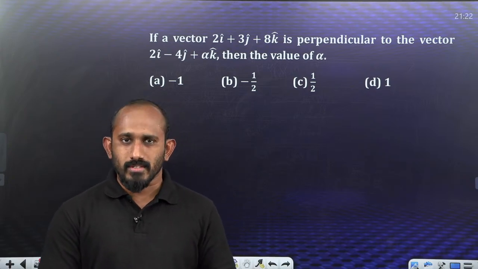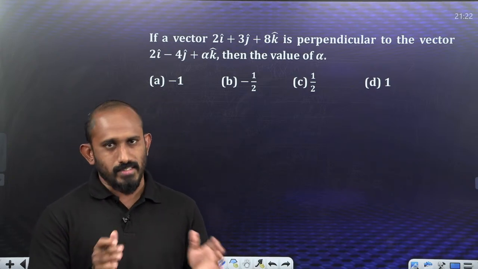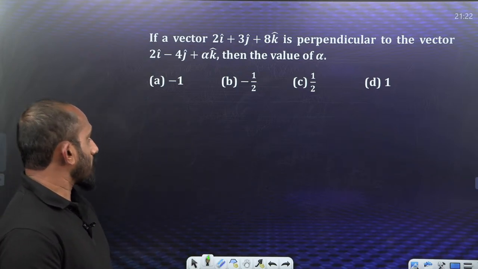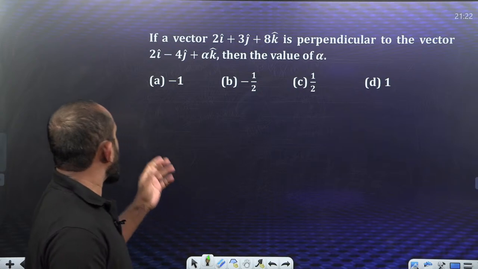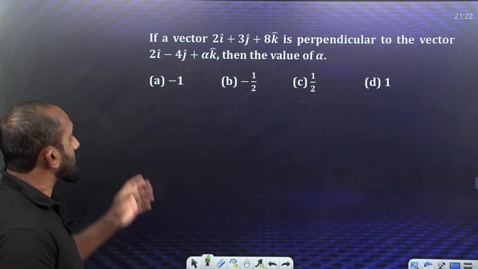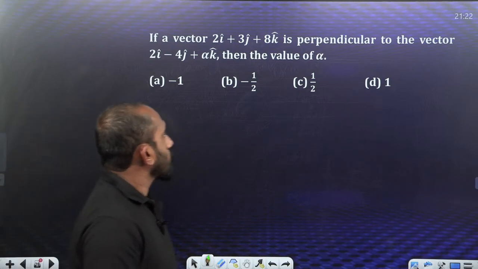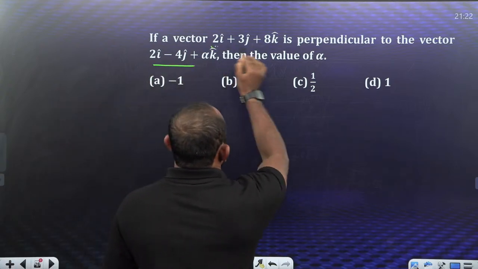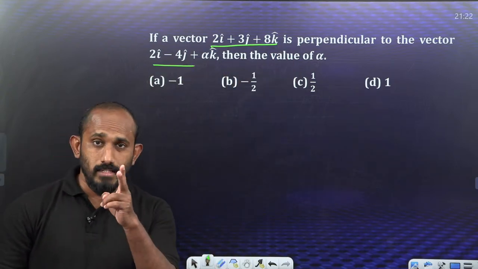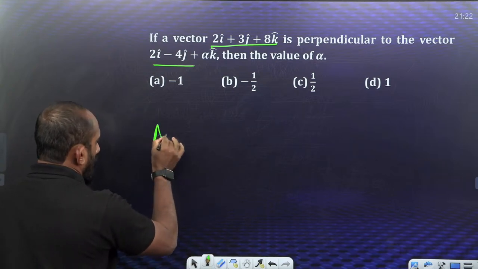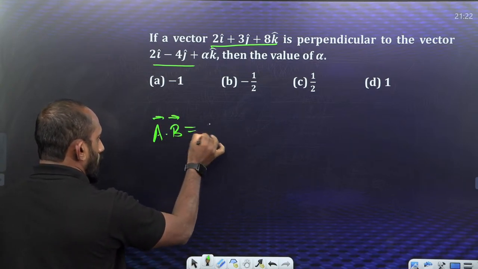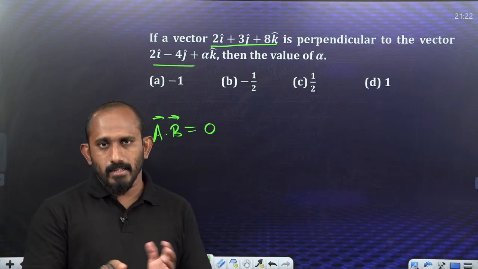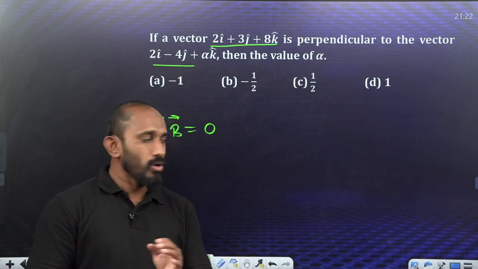Vectors is the topic we are going to discuss, one of the important areas of this physics chapter. If the vector 2i plus 3j plus 8k is perpendicular to the vector 2i minus 4j plus alpha k, then we have to find the value of alpha. Since both are perpendicular, we know that a dot b equals 0, because a dot b is ab cos theta, theta is 90 degrees, cos 90 is 0, so a dot b will be 0.